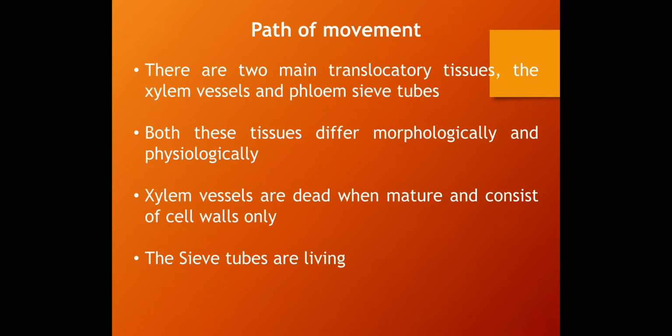So next, coming to the path of movement. How are these solutes transported from one place to another? There are two main translocatory tissues present in the plants, namely the xylem vessels and the phloem sieve tubes. Both these tissues differ morphologically and physiologically. The xylem vessels are dead when mature and consist of only the cell walls, whereas the sieve tubes are living.